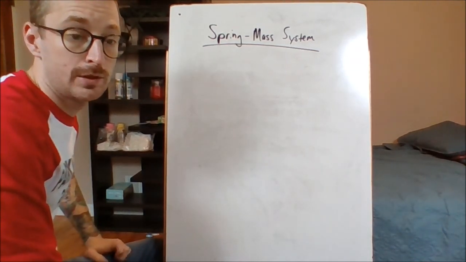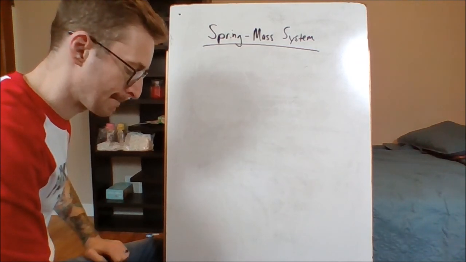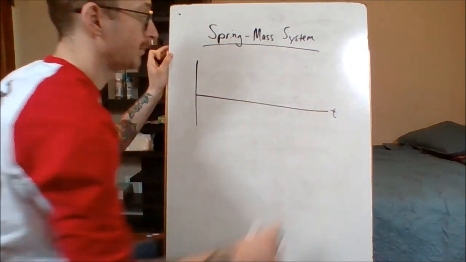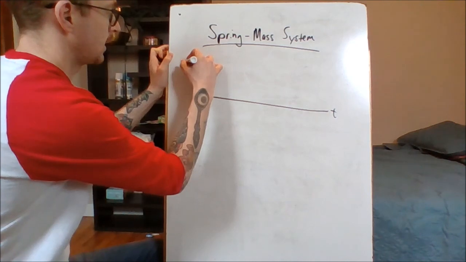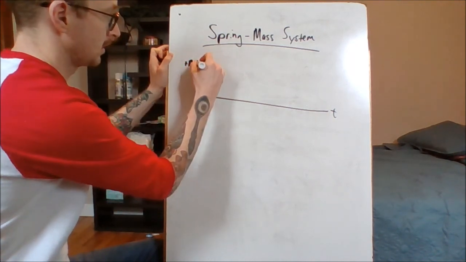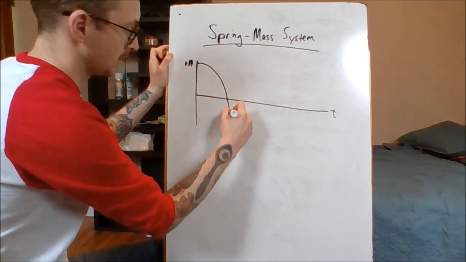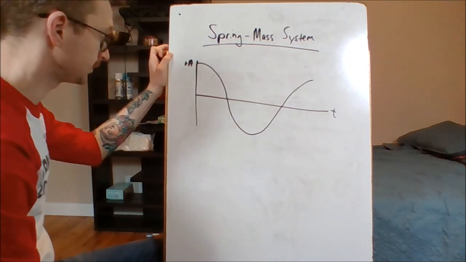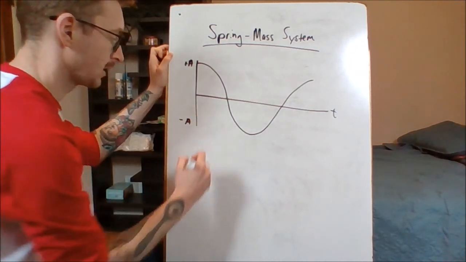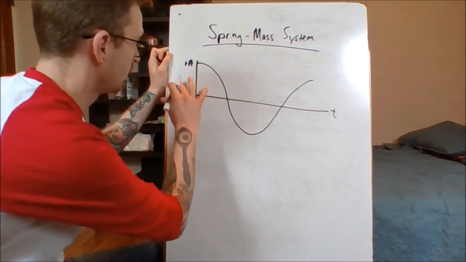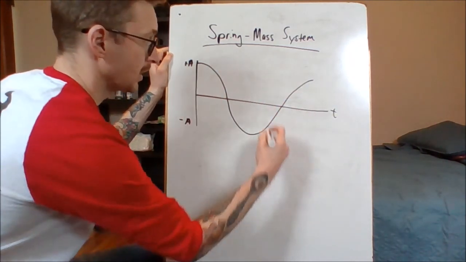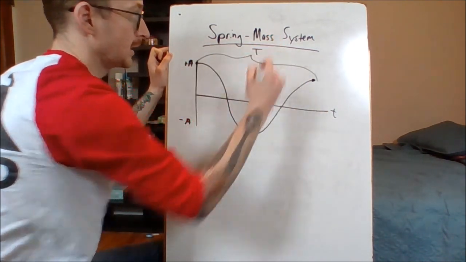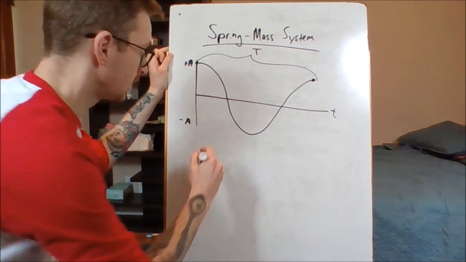All right, so if we do an x versus t graph of the motion of that mass on a spring, you would start at a positive A, move to 0, negative A, and back up to A. And so we get that wave function. The time that it takes to complete this wave would be our period. From here to this point here, that would be our period. Big T, remember, is our symbol for period.